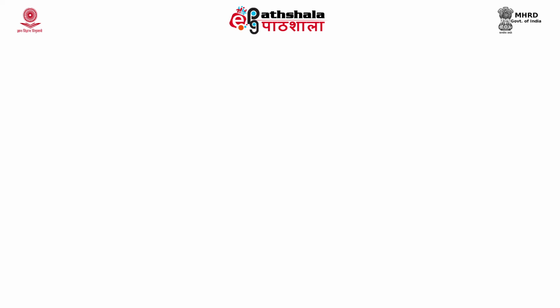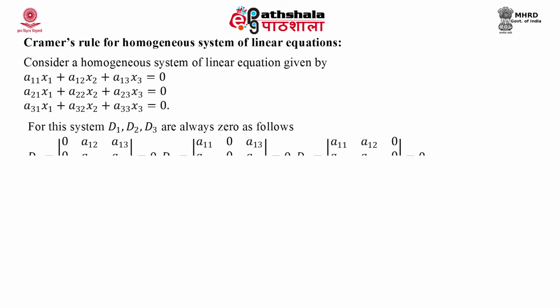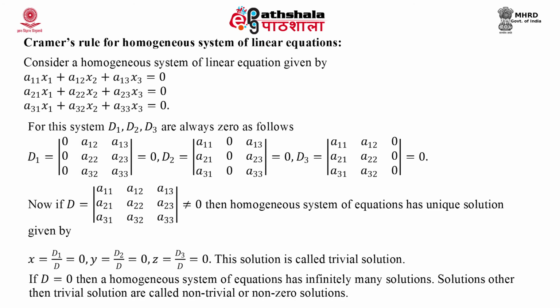Now the Cramer's rule for a homogeneous system of linear equations. Consider a homogeneous system of linear equations given by this expression. So the right hand side is 0. For this system, D1, D2, D3 are always 0 because the first column of D1 is replaced by 0, 0, 0.